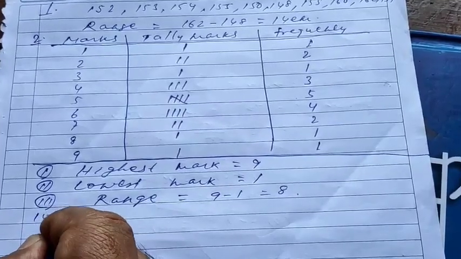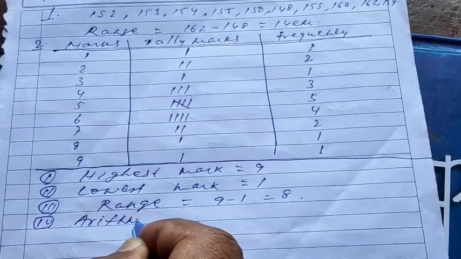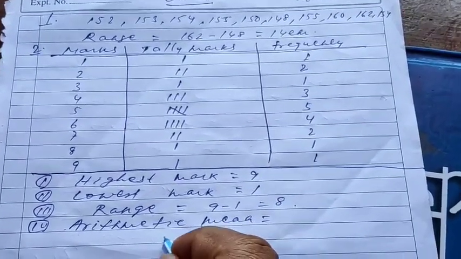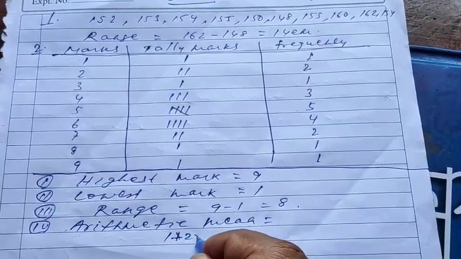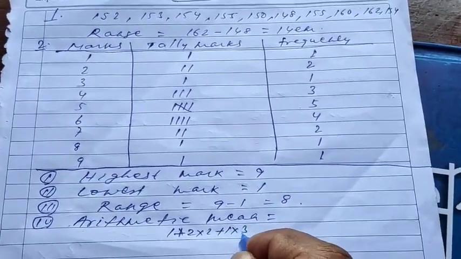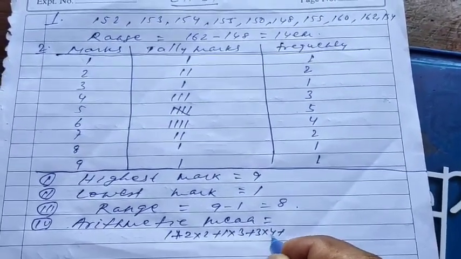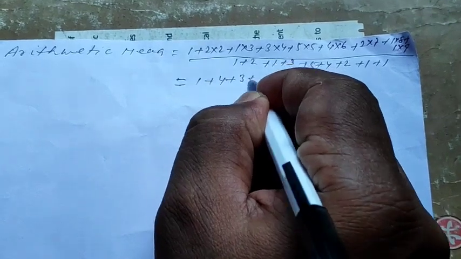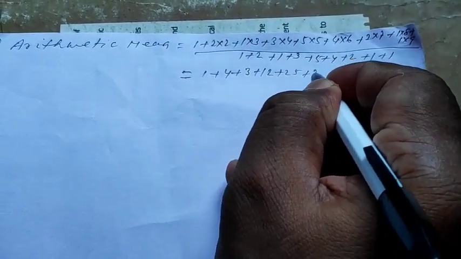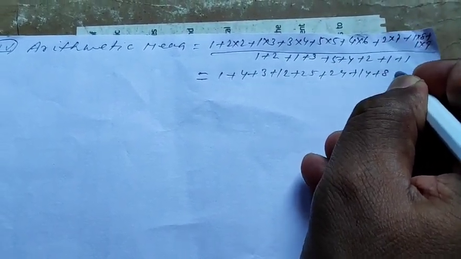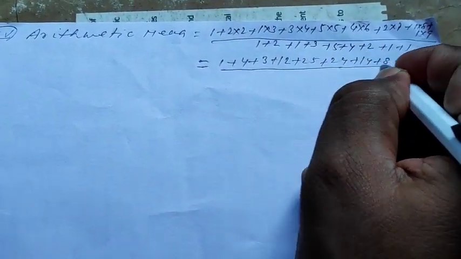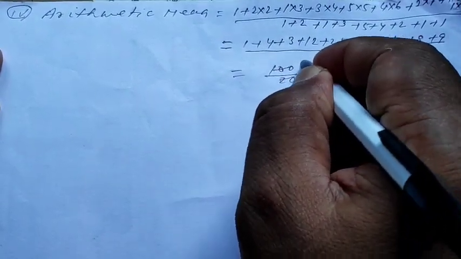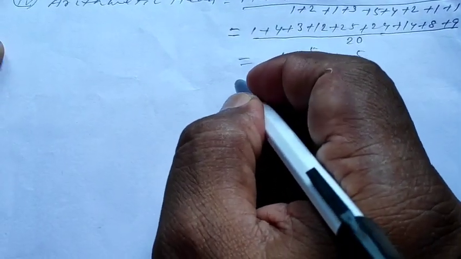Now fourth is arithmetic mean. Arithmetic mean is equal to (1 plus 2 into 2 plus 1 into 3 plus 3 into 4 plus 5 into 5 plus 4 plus 3 plus 12 plus 25 plus 24 plus 14 plus 8 plus 9) by 20, and this equals 100 by 20. Answer is 5.